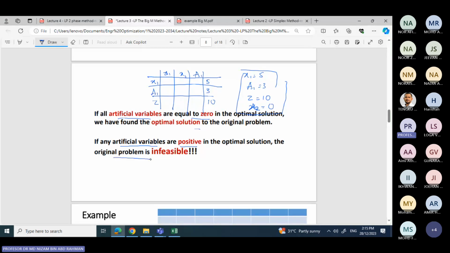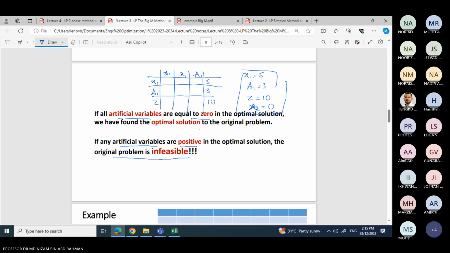and the original problem is infeasible, meaning that the linear programming model that you have cannot be solved. Right? So this is what it means. Whenever you see an optimal solution that looks like this, where A1, which is an artificial variable, has a value, it indicates that the linear programming model cannot be solved, cannot be optimized. Understand?